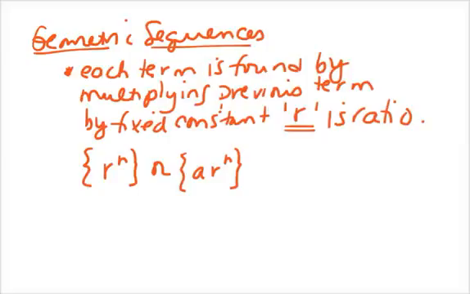So for example, if you have a sequence that looks like this, that would be dubbed a geometric sequence, with r equaling 1.3. Now, the behavior of the sequence, as far as whether it converges or diverges, is going to be solely dependent upon this ratio.